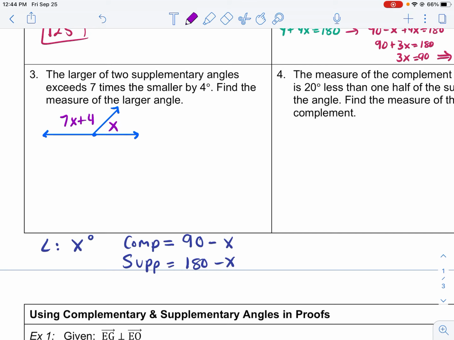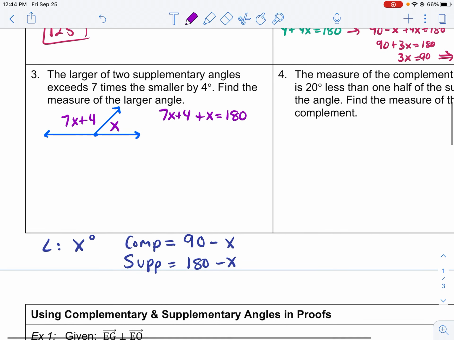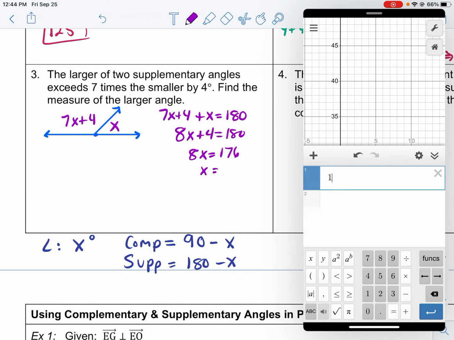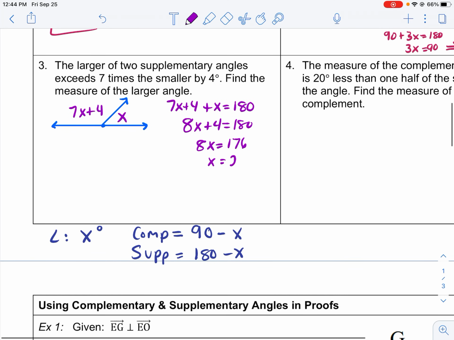So if I look at these two angles making a straight angle, I need to add everything together. 7x plus 4 plus x has to add up to my straight angle measure of 180 degrees, giving me 8x plus 4 equals 180. So let's subtract 4, giving us 176, and divide by 8, which I think would be 22, but let's double check. Friday mental math is always a risky thing. Aha, we're good. It is 22. So divide by 8, and that gives us that x is 22.